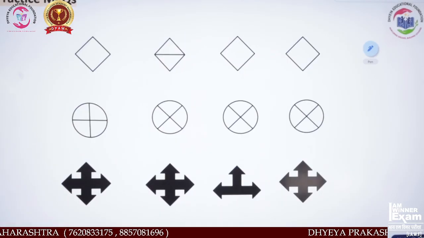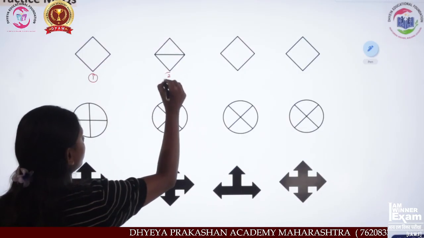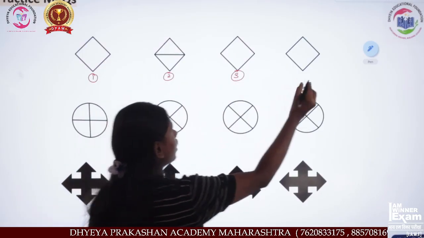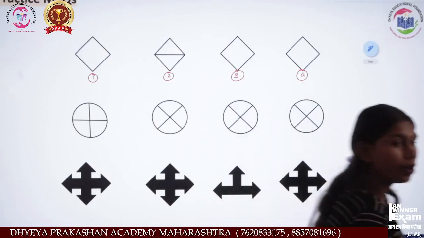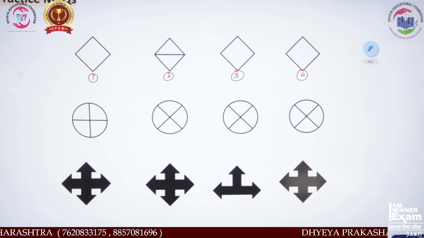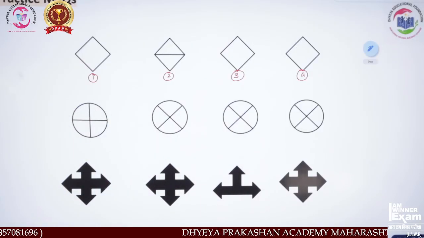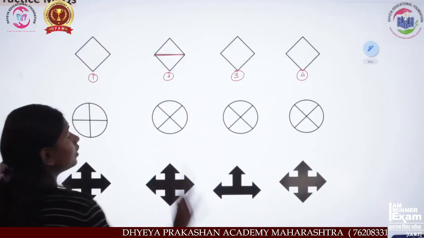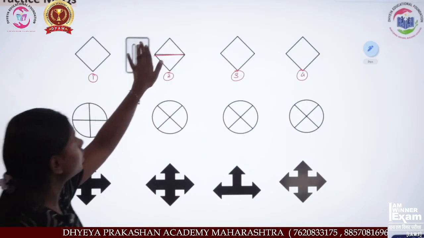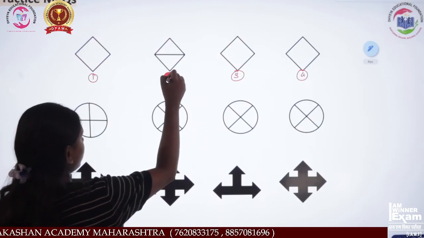Okay. Then moving to the next. Now look at these pictures. This is your first figure, this is your second figure, this is your third figure, and this is your fourth figure. Now which figure is different here? That is the second figure. Okay, why? Because it has a line in it. So you have to color the second option.